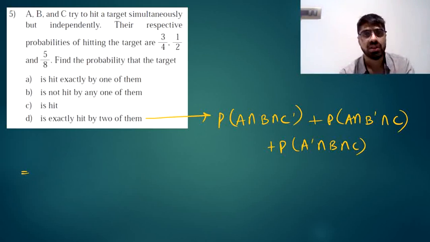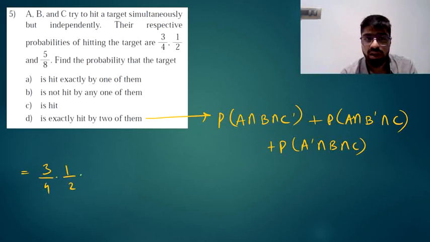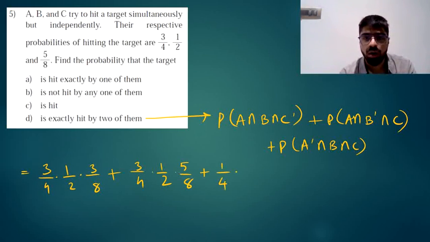Okay, like we have discussed, for independent events, intersection is as good as multiplication. So P of A intersection B intersection C complement will be 3 by 4, 1 by 2, and C complement, so 3 upon 8, plus P of A, B complement and C, so that will be 3 by 4, 1 by 2 and 5 by 8. And the last one is A complement, B and C. A complement means 1 by 4, B and C are given, that's 1 by 2 and 5 upon 8.